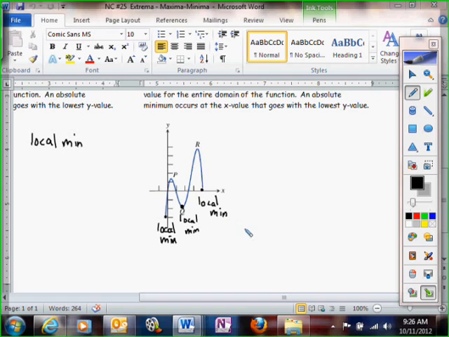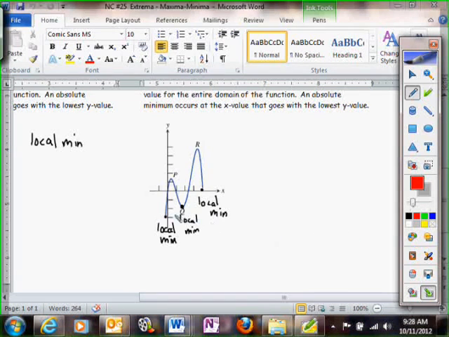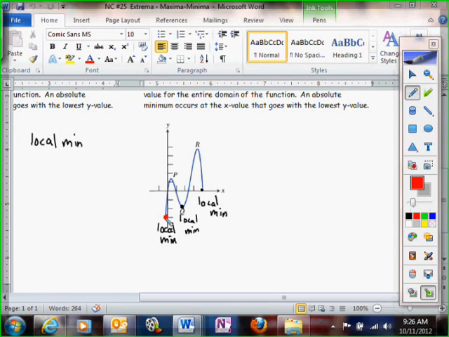Now, local minimums can also be an absolute minimum. But if I'm talking about absolute minimum, out of these three points here, the lowest point of all on the entire domain of this graph is this one. So this is also the absolute minimum. So again, I could have a point on the graph that is both the local and the absolute.